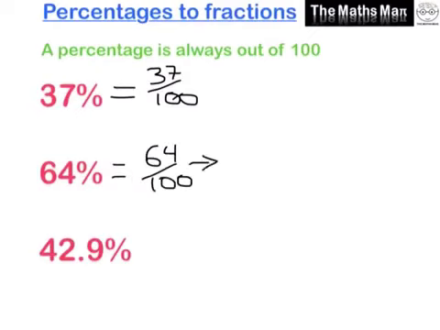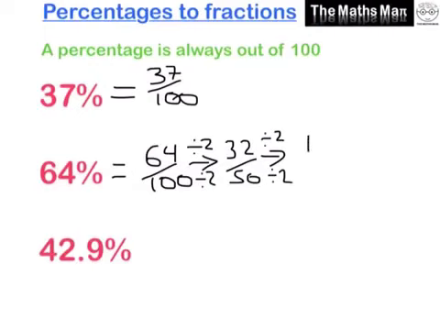However, this time, we can cancel our fraction down because 64 and 100, they're both even numbers, right? So we can simplify this further. So this could go to 32 over 50 because we divide by 2. We can then do this again, can't we? And that's going to give us 16 over 25.